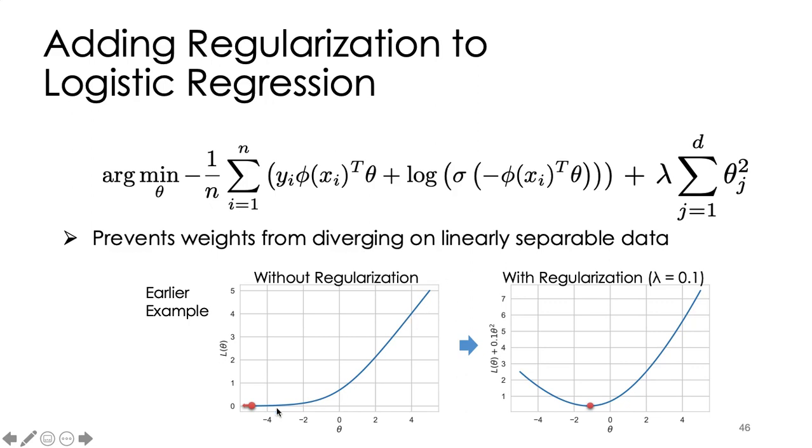So here is the picture that we had drawn before. Here is the loss without regularization. And here is the loss with regularization, with lambda chosen to be 0.1. It's really your choice, which you should do by cross-validation. But in this case, we chose 0.1. Notice that it's the loss plus 0.1 times theta squared. There is only one theta, so this sum only has one term. And you can see how this now has a clear minimum, which is about -1.